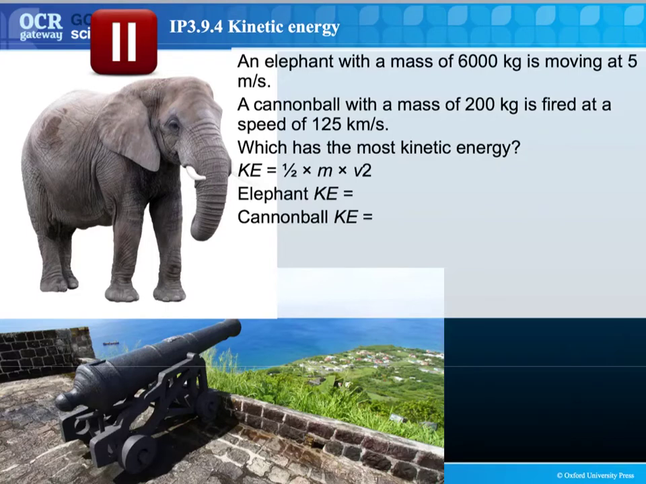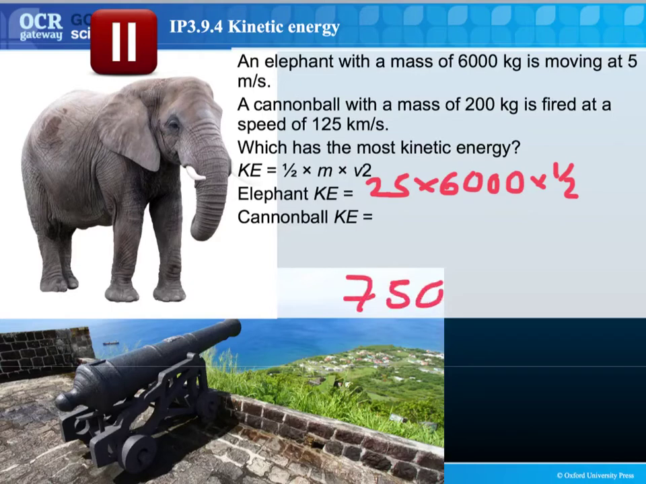Here's another example. Same elephant, except this time it's only moving at 5 meters per second. So we do 5 squared, which gives us 25. Multiply that by the mass and times it by half to give us a kinetic energy for the elephant of 75,000 joules. You'll notice that that's 4 times less than the elephant in the previous screen, and it's travelling at half the speed, as I said before.